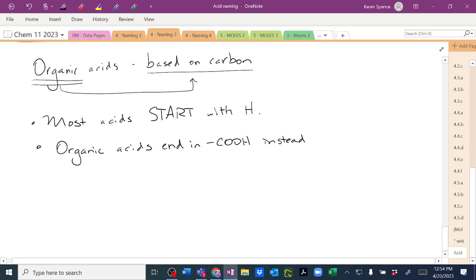So our most common example might be CH3COOH. If you see this group here, COOH, that tells you that you have an acid.